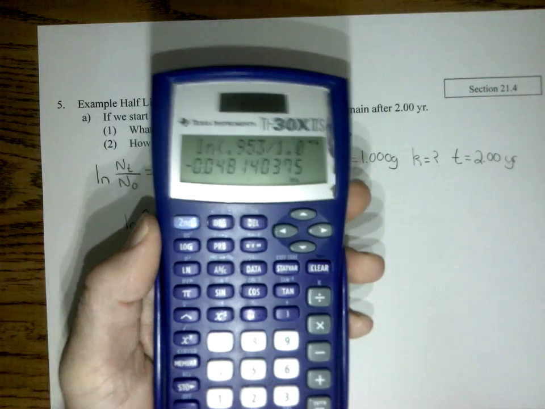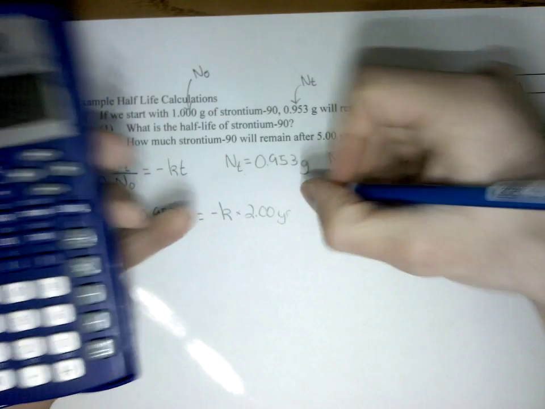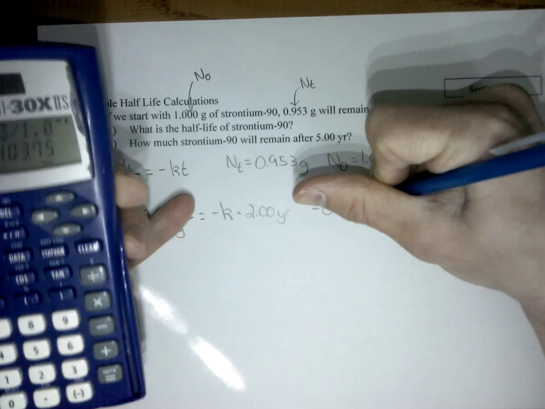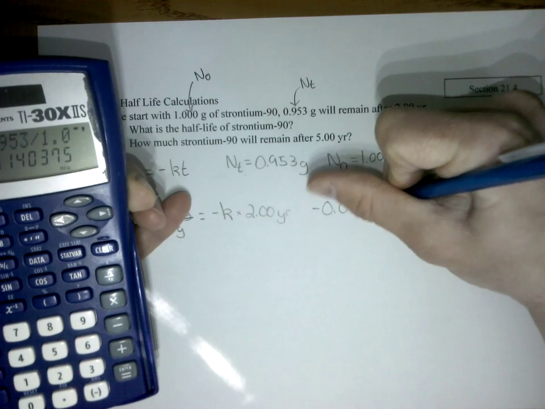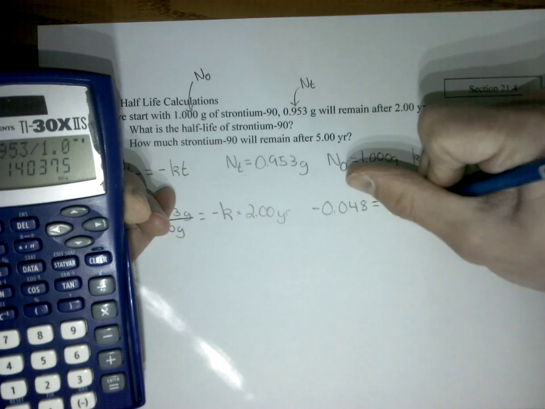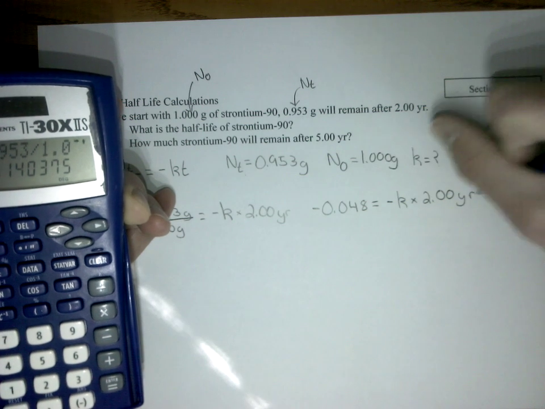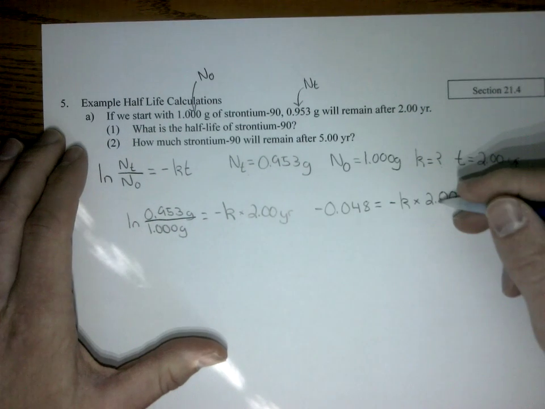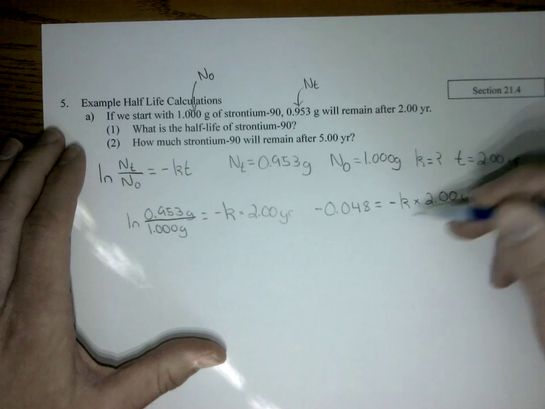Now, I'm just going to use this as a placeholder because I'm going to keep this in my calculator, but I'm going to write this down, that we get negative 0.048, and obviously there'd be some extra digits written there, but because I already have it in my calculator, I'm just going to leave it like that. And that's going to equal negative k times 2.00 years. All right. Now I want to get rid of this 2, and I want to get rid of this negative.